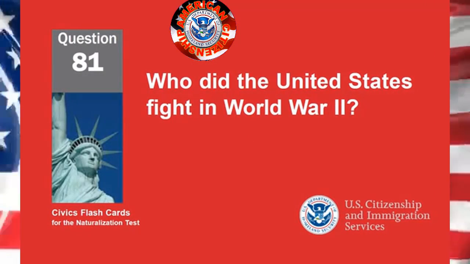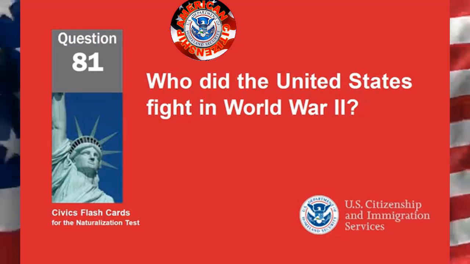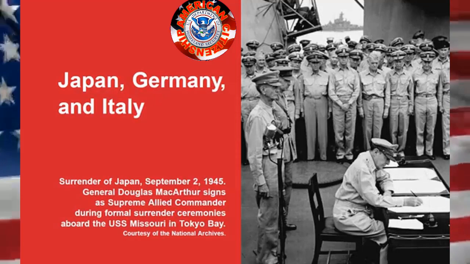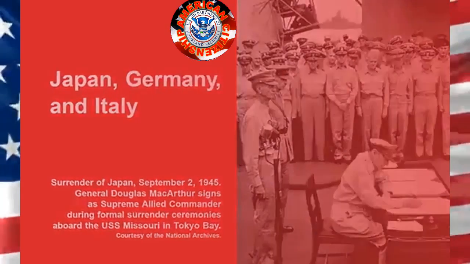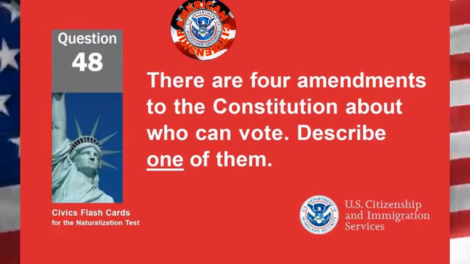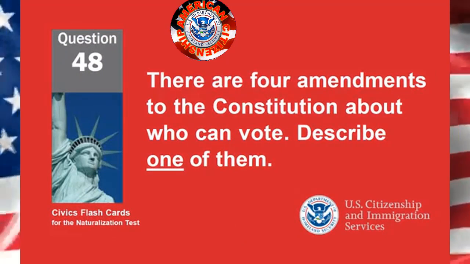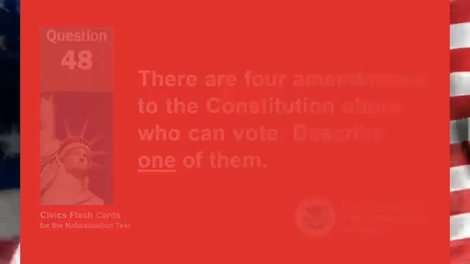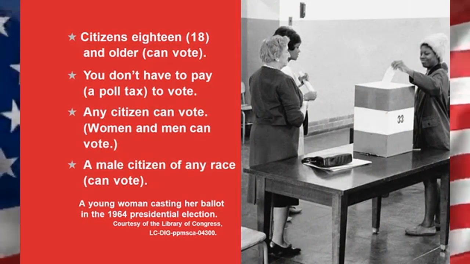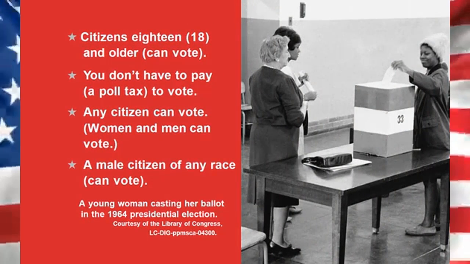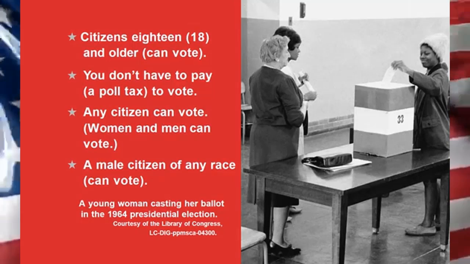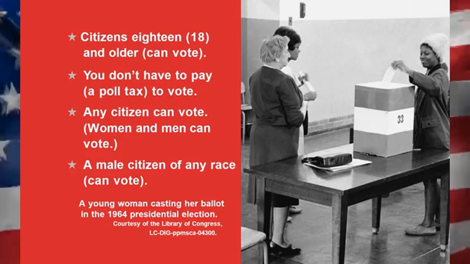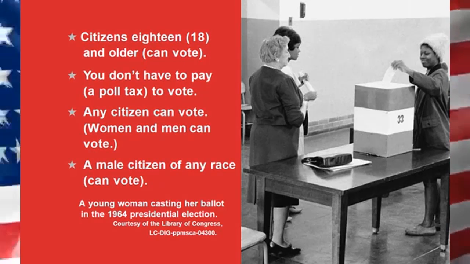Who did the United States fight in World War II? Japan, Germany, and Italy. There are 4 amendments to the Constitution about who can vote. Describe one of them. Citizens 18 and older can vote. You don't have to pay a poll tax to vote. Any citizen can vote. Women and men can vote. A male citizen of any race can vote.